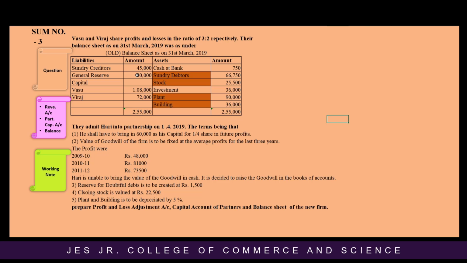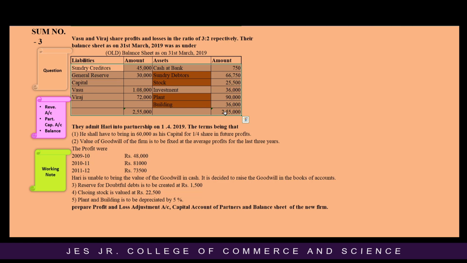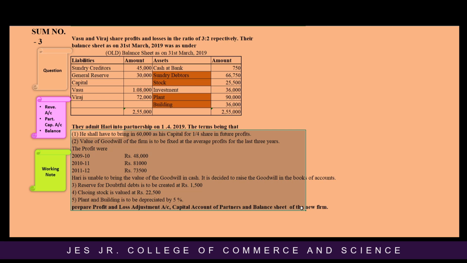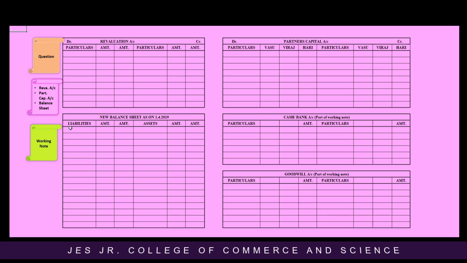Sundry creditors 45,000 will be recorded in the outer column because there is no adjustment. So whichever item has no adjustment, it will be recorded in the outer column. All these items you have to transfer to the new balance sheet and for all these adjustments you have to give 2 effects. Creditors 45,000. Leave some space from the top to record capital.